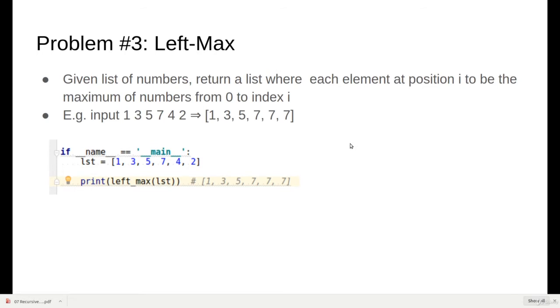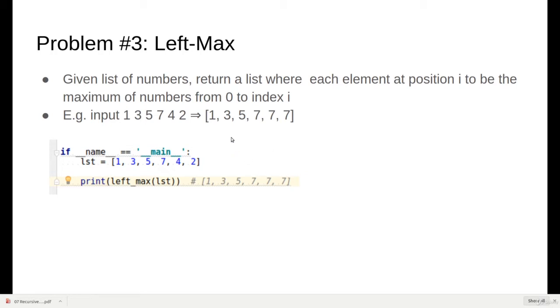In the left max task, given a list, we would like to do as follows. For every index I, you will compute the maximum from 0 till I, and then replace myself with the maximum. That's why we call it left max. I am the maximum of myself and all of the items on my left side.